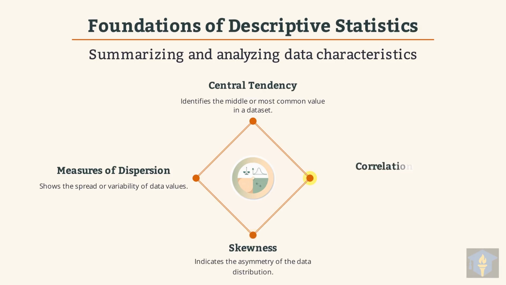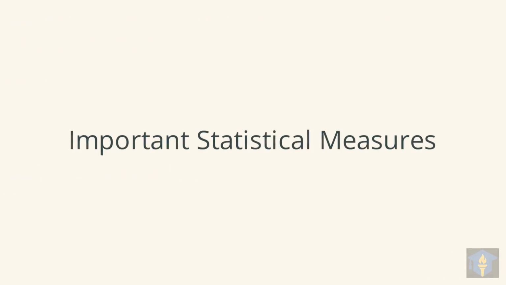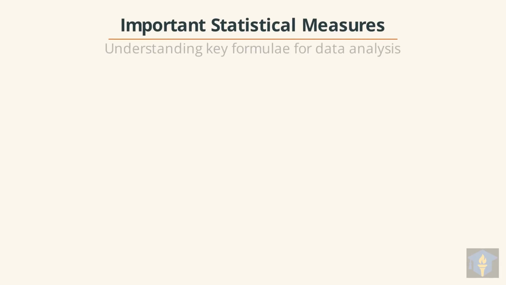Finally, we'll cover correlation, which helps us understand relationships between variables. Correlation measures both the strength and the direction of the linear relationship between two distinct variables. Let's now explore some important statistical measures which are fundamental for data analysis. It's vital to understand these key formulae to perform effective and insightful data analysis.